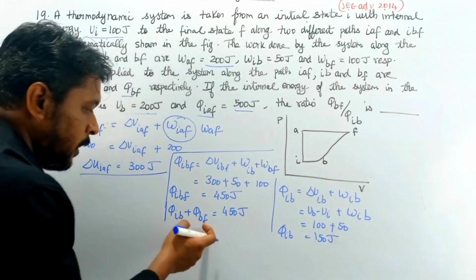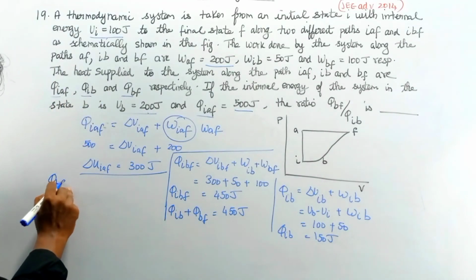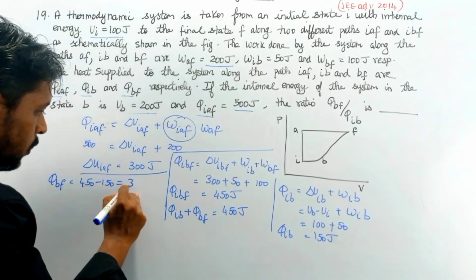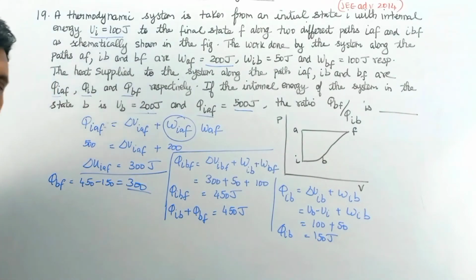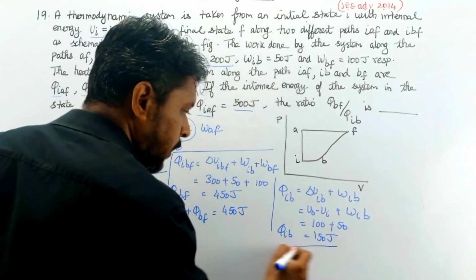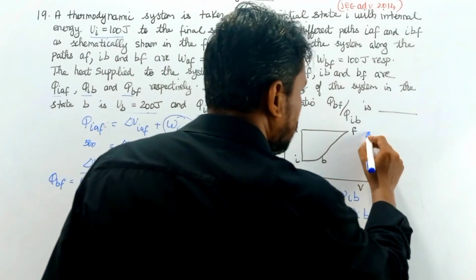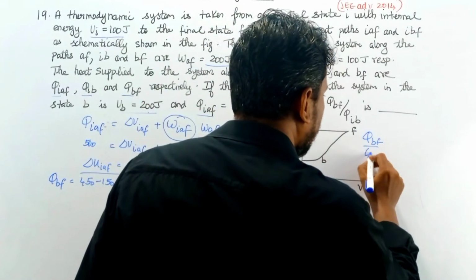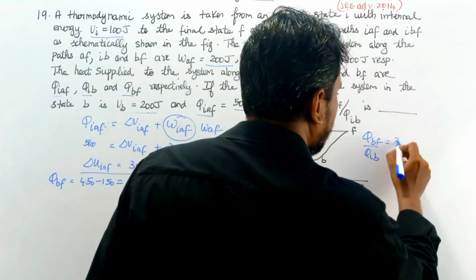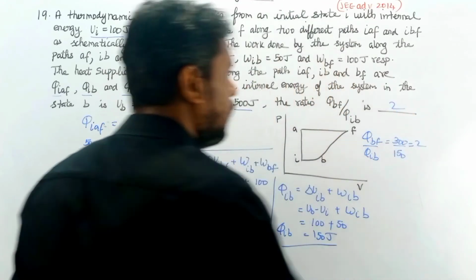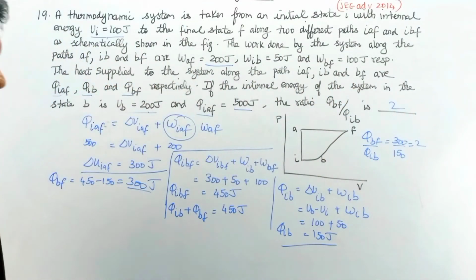So QBF will be 450 minus 150, which is equal to 300. So you know that QIB is 150 and QBF is 300. So the ratio QBF by QIB is 300 by 150, which is equal to 2. So the ratio is 2. Okay.